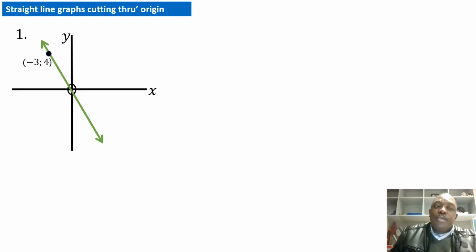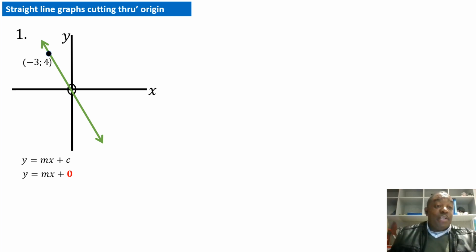Now here, you would remember when you were sketching these graphs that they would look like y equals 3x, y equals -2x. So actually, in the standard form, the only important thing that we really need is the gradient, because the value for c is 0. So if you can find the gradient of a graph that cuts through the origin, you are then able to write the equation with ease.